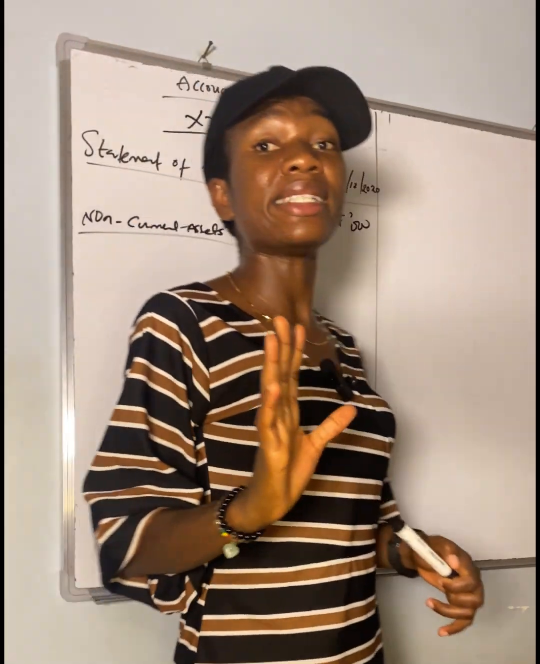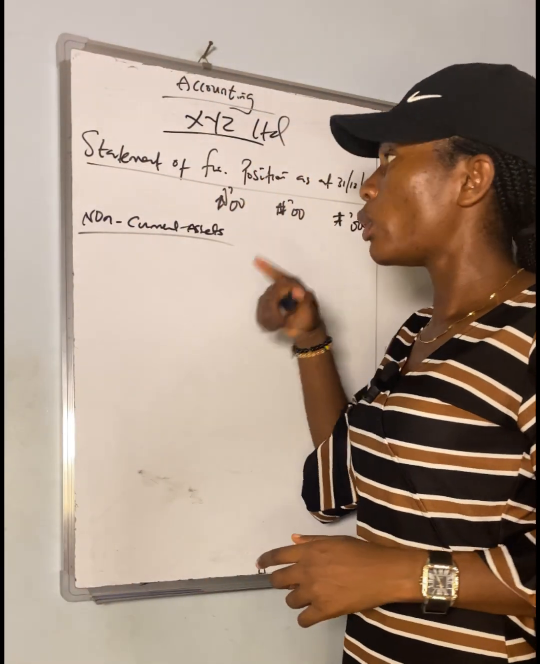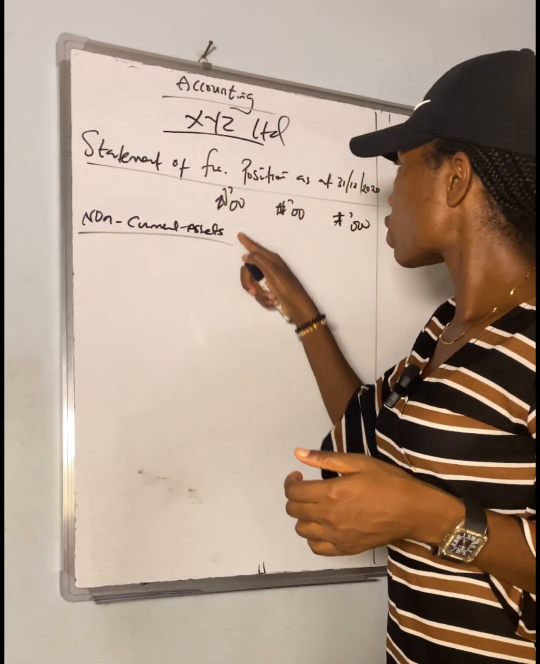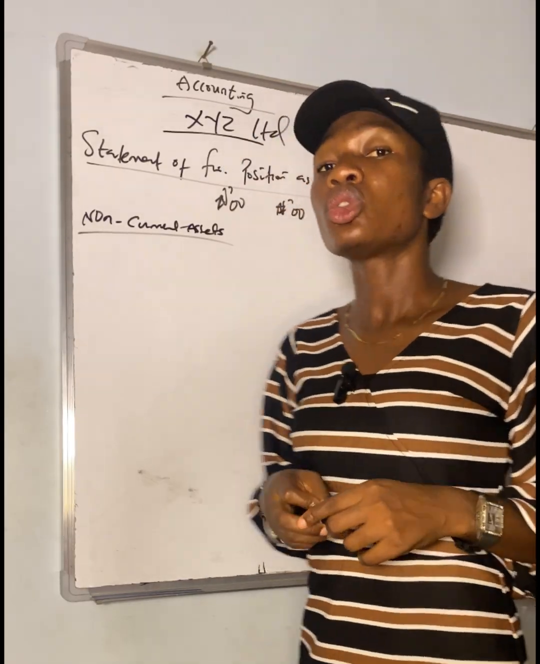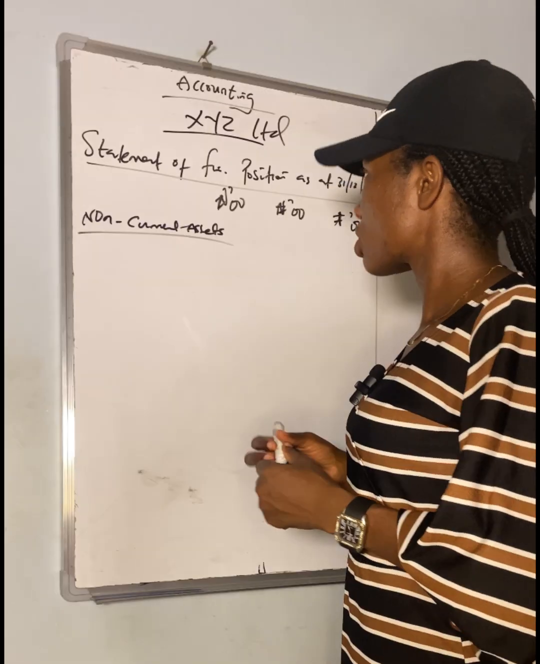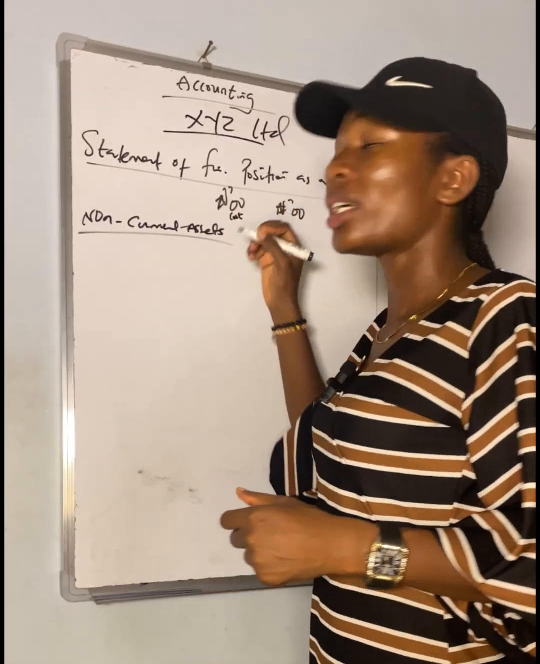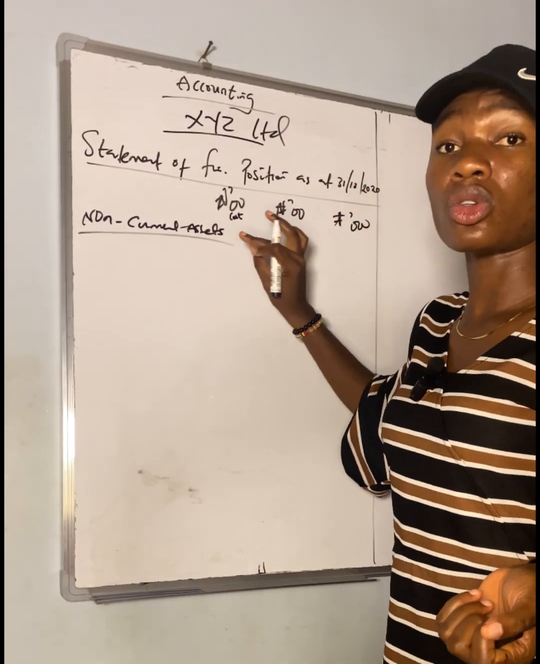Now the idea is this. When we come to the non-current assets, this first column will be representing the cost of the asset, that is the original cost of the asset. So this is going to be the first column for cost. You can even indicate that so that you don't get confused.